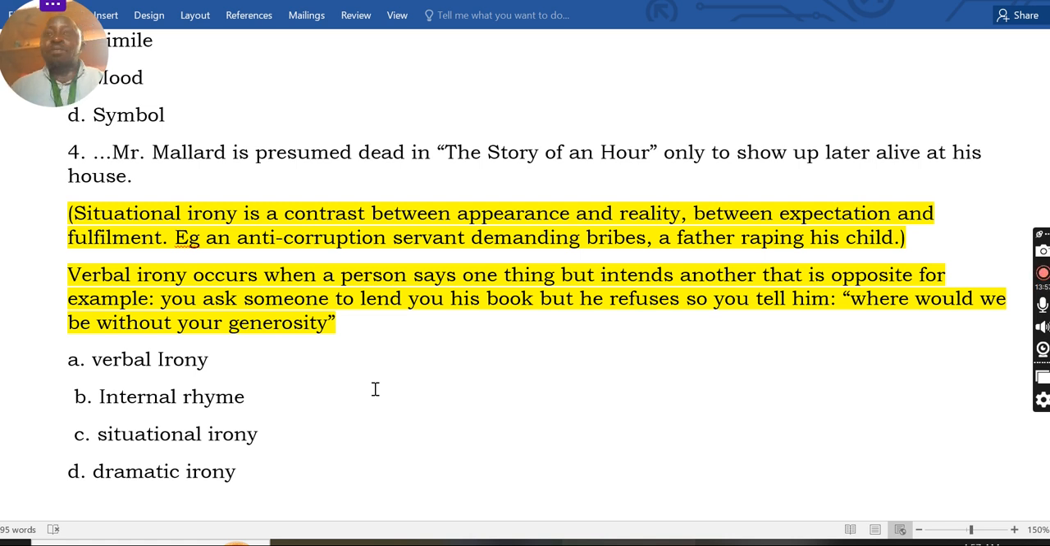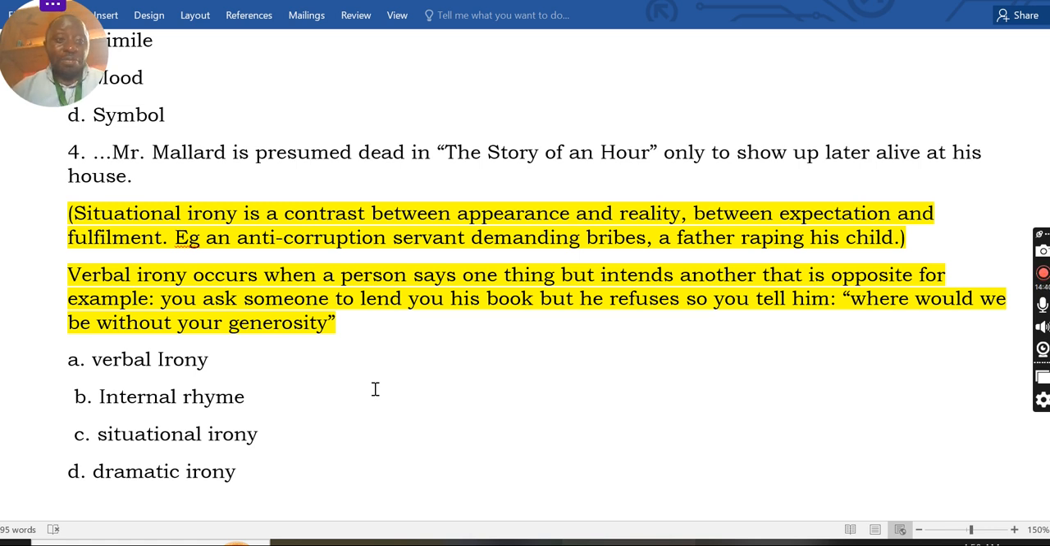I want to remind you a little bit, dear student, about situational irony. Situational irony is a contrast between appearance and reality, between expectation and fulfillment. So remember, this contrast between reality and appearance, between expectation and fulfillment. Let me give you an example so as to understand this statement better. For example, we have an anti-corruption servant, but this anti-corruption servant is found demanding bribes.